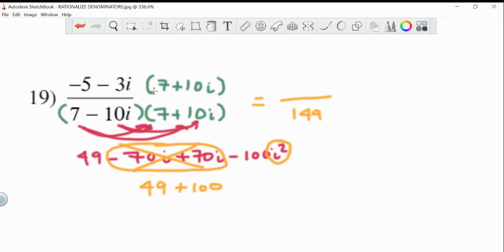Now on top, we have another foiling to do because it's complex by complex. It's binomial by binomial. So we still have our work cut out for us. And again, this is not going to be some sort of beautiful conjugate multiplication. These are just two random complex pairs being multiplied.